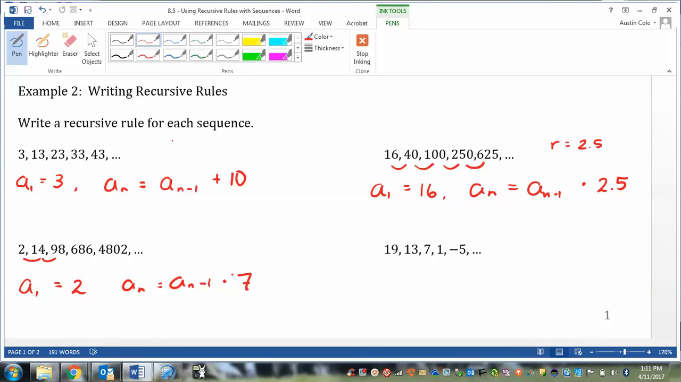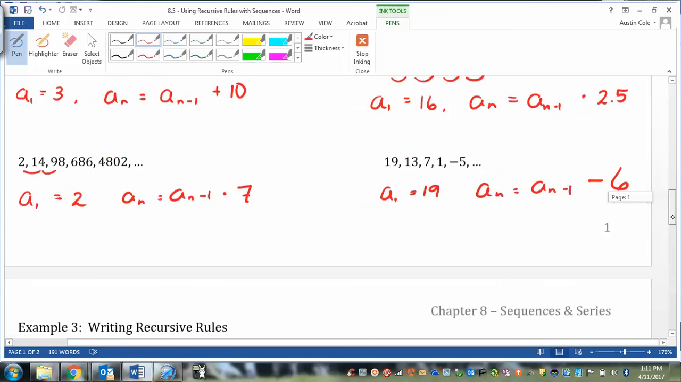All right, and this last one, I think that's arithmetic, isn't it? Going down 6, down 6, down 6 every time. So a sub 1 is 19. So a sub n is going to be a sub n minus 1 minus 6. Questions there?